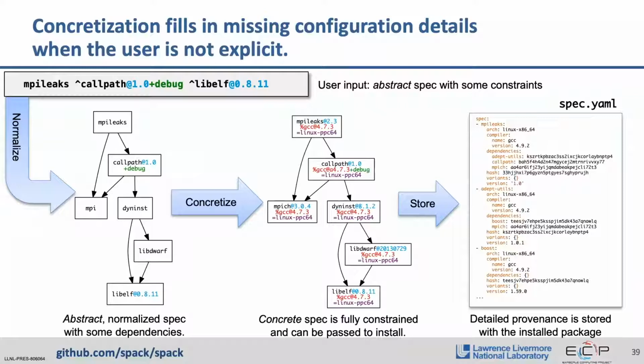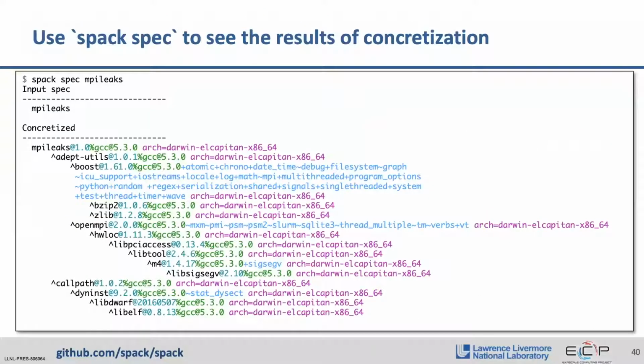If you want to see how a spec was actually concretized, then you can say spack spec. So you can say spack spec mpileaks, and it'll print out what that thing looks like concretized. So this is a useful way to see what Spack would do if you wanted to install something. And it'll spit out basically everything that it fills in. There are options on this to show more or less in the output.